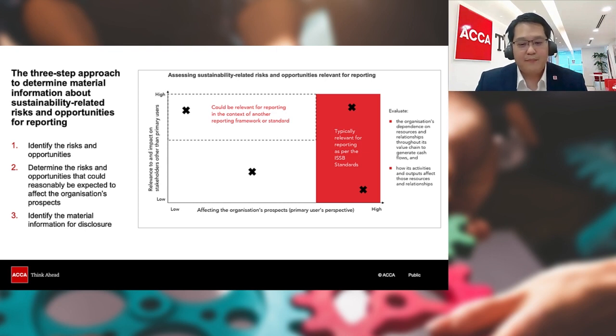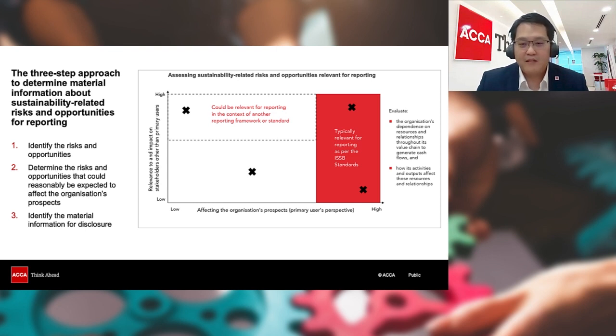Next, we move to step 3. Here, we determine the material information for reporting. For this, you need to assess the requirements in the standards and the relevance of information to key stakeholders, be it internal or external stakeholders. You need to evaluate both quantitative and qualitative factors, including the nature, magnitude, and likelihood of the effects from the risks or opportunities. You will also need to assess the extent of remediating the risks and the dynamic pace, or sometimes people say velocity, how quickly a risk or opportunity can affect the organization's prospects.